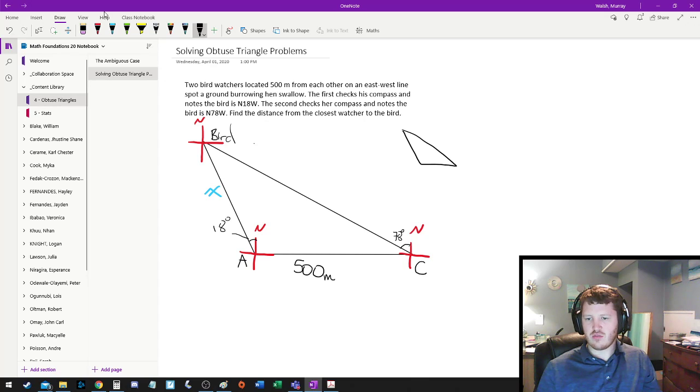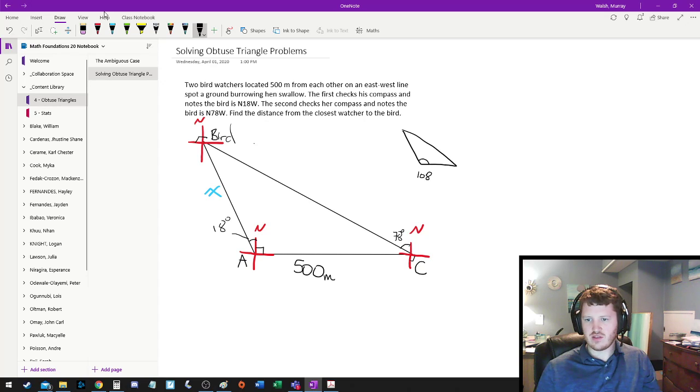The key thing to remember, the key thing to note is that north-south lines and east-west lines always meet at 90 degrees. So this is a right angle, and this is a right angle, and they'll always be at right angles. So if we want to find this bottom angle between AC and AB, it's going to be 90 plus 18, and that gives us that this angle is 108.